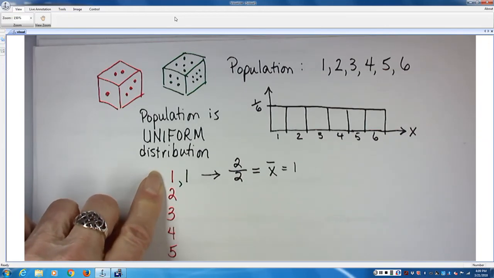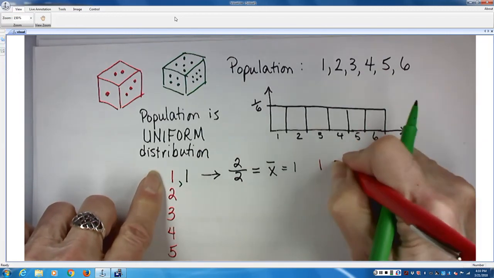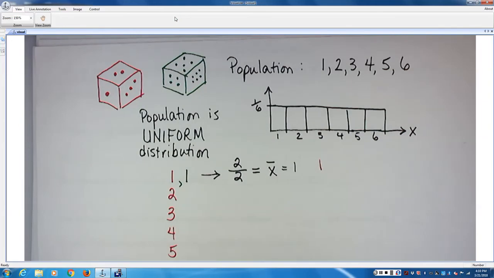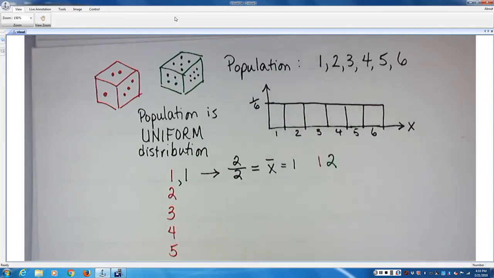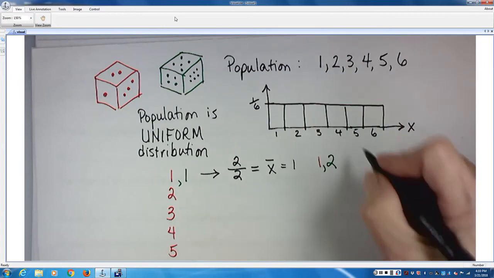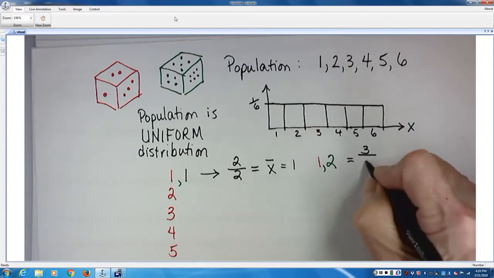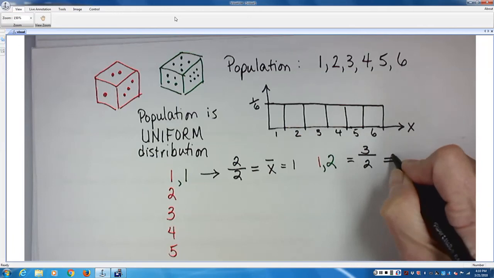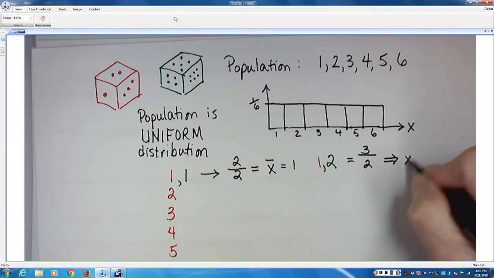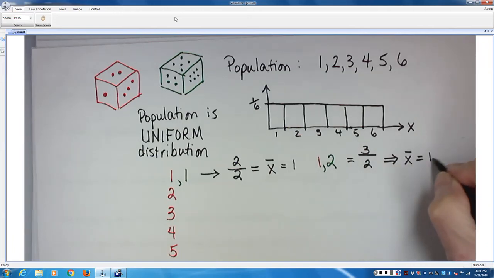And similarly, if I rolled a 1 and a 2, then that roll would be called a 3. 2 plus 1 is 3, divided by 2, which would give me a mean for that roll, a sample mean of 1.5.